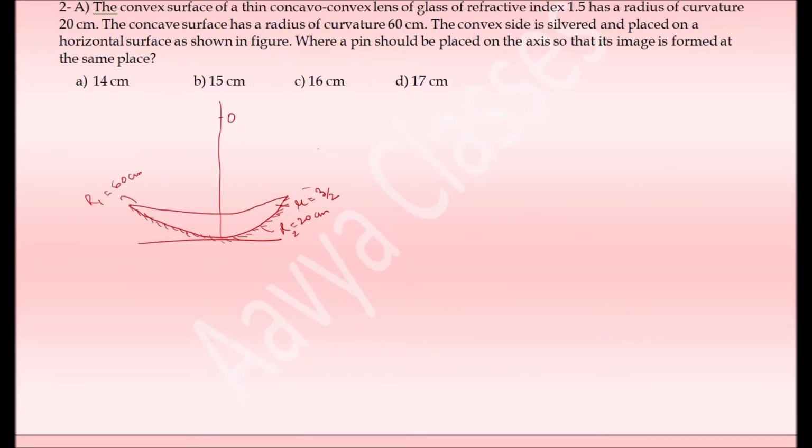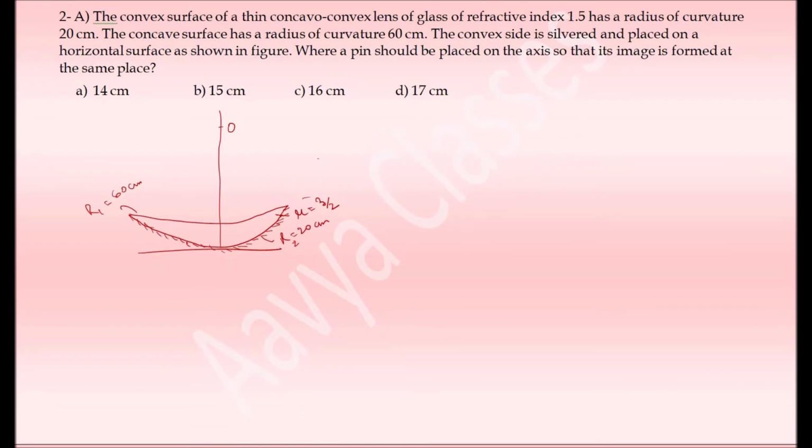And this is also very good problem. The convex surface of a thin concavo convex lens of glass of refractive index 1.5 has a radius of curvature 20 centimeter. The concave surface has a radius of curvature 60 centimeter. The convex side is silvered and placed on the horizontal surface as shown in figure, where a pin should be placed on the axis so that image is formed at the same place.